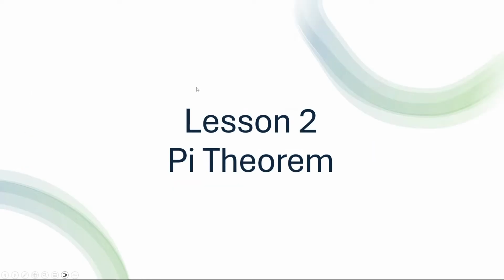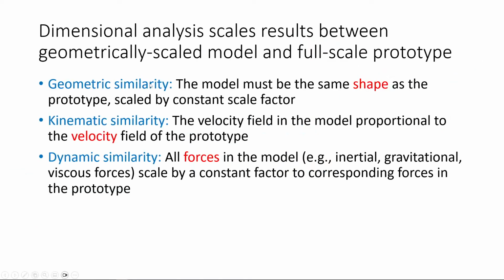Okay, so we learned this. Another thing we learned is the pi theorem. For the pi theorem, dimensional analysis scales results between a geometrically scaled model and a full-scale prototype. So you have a physical model and your prototype, and to be able to make inferences from your physical model, in the lab or in the field, to your prototype, you should have at least geometric similarity. The model must be the same shape as the prototype, scaled by a constant factor.